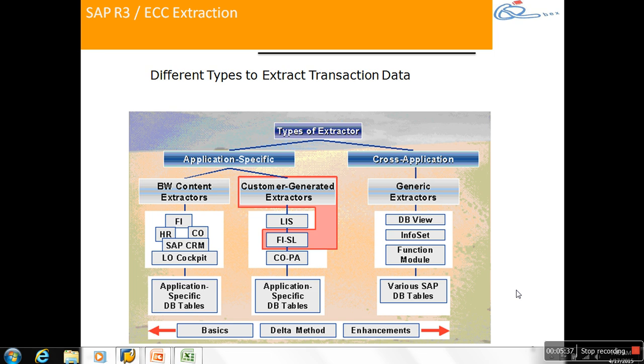I already have a record in BW with the value 1000, and now I am getting a record with the changed value of 1500. If I add it, it becomes 2500, but the source has 1500. Should I add it? No, I should overwrite. So one delta process gives you only after images, the after image when there is a change.